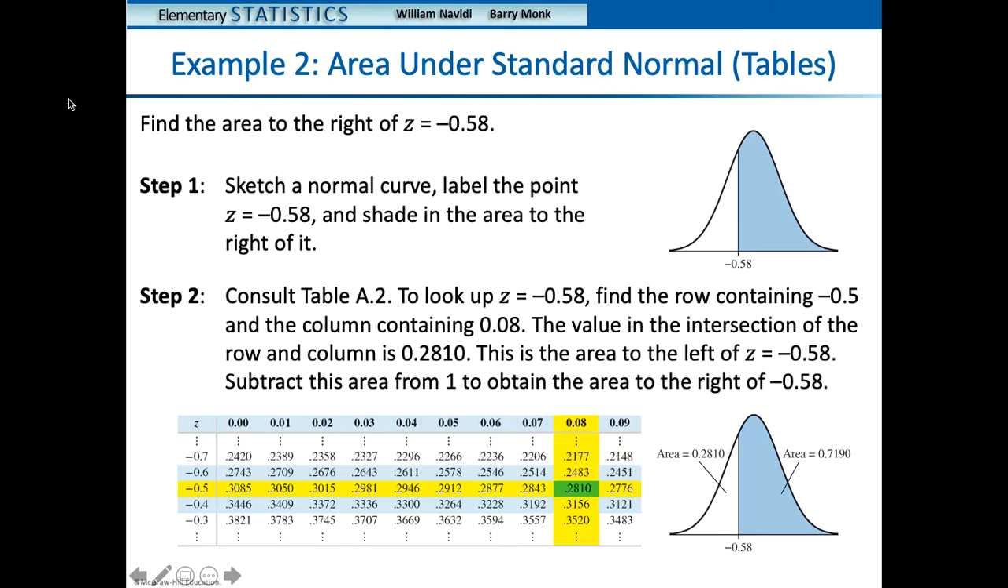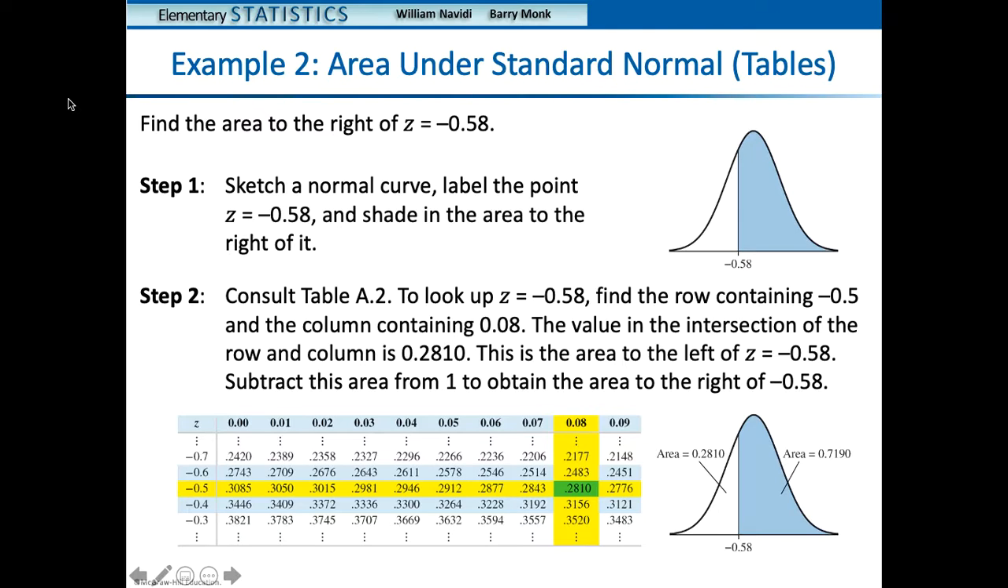Now remember, the table only gives areas to the left, right? So that means that if you look at the diagram at the bottom right of your screen, the area 0.2810 is the area to the left of negative 0.58. But what we've been asked to find is the area to the right.